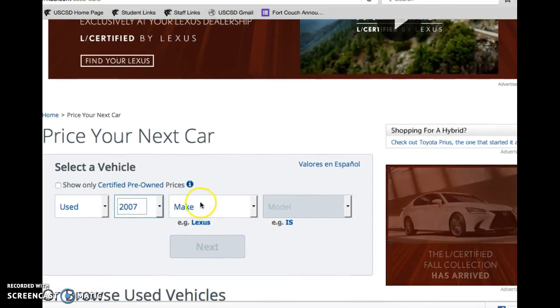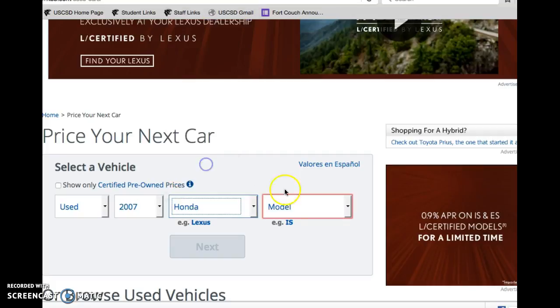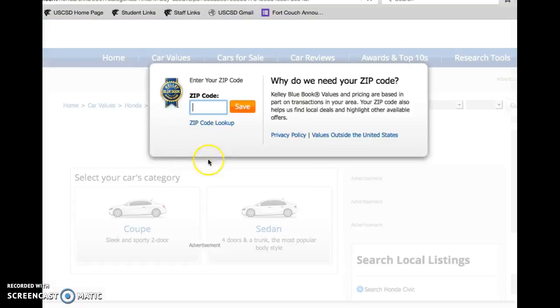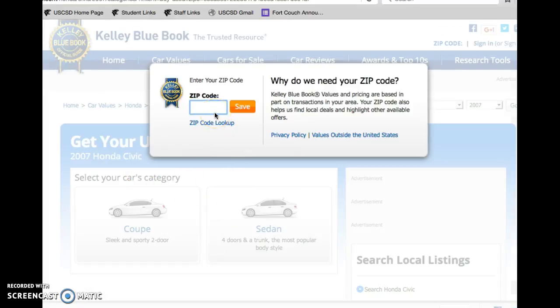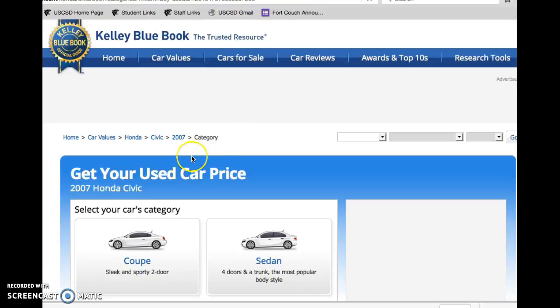Maybe yours is a 2007. Maybe yours is a Honda Civic. So then hit next. Then type in your zip code. The zip code of Upper St. Clair is 15241. This just prices it in the area that you are.